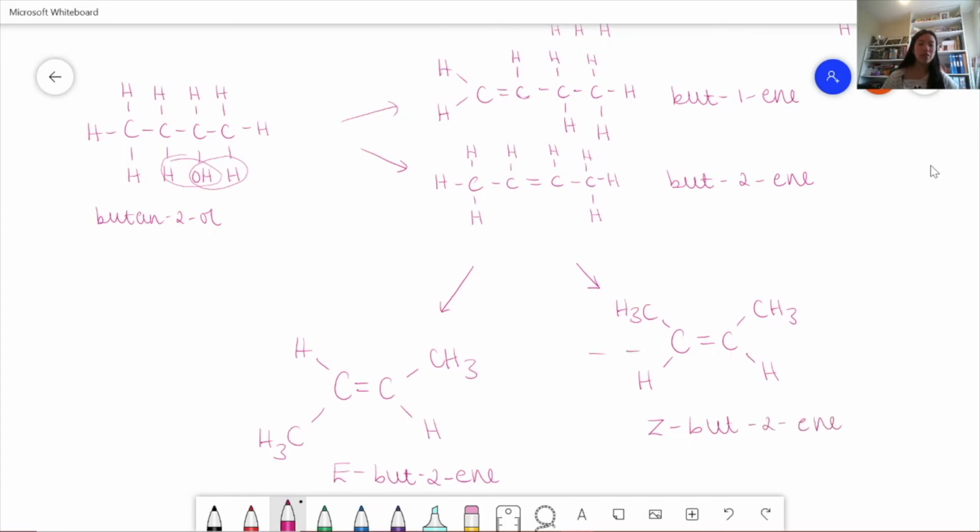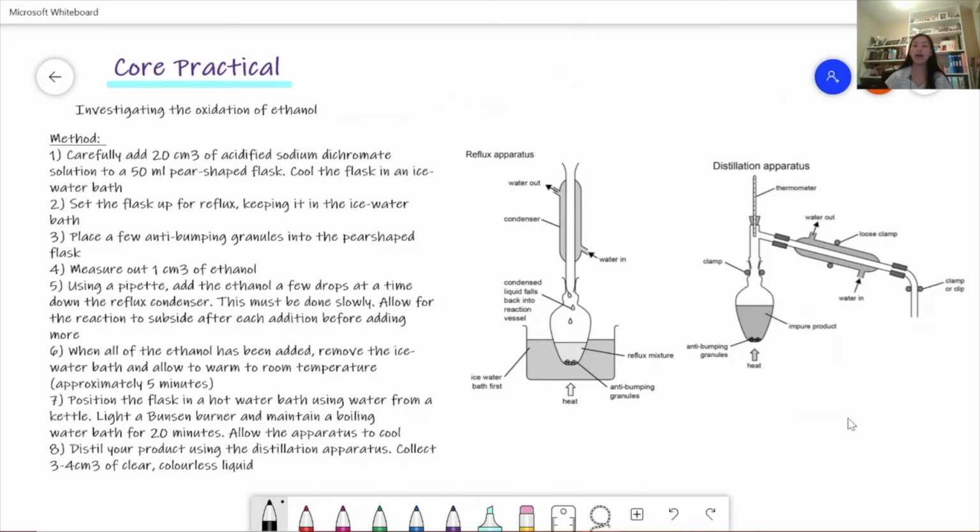Because if we split up the double bond horizontally, the two substituent groups are on the same side, and so we call it Z-butene. Now we're going to look at a core practical, which is investigating the oxidation of ethanol. And I'm going to run through the quick method.